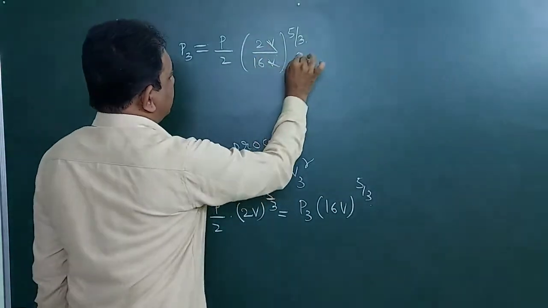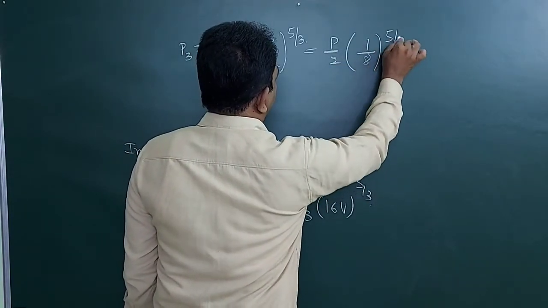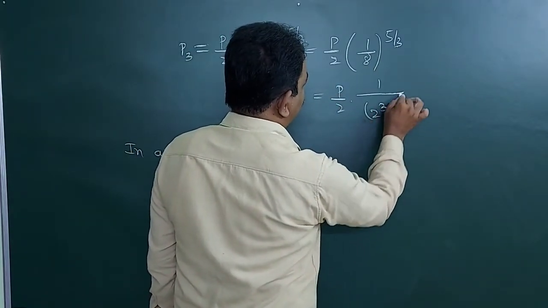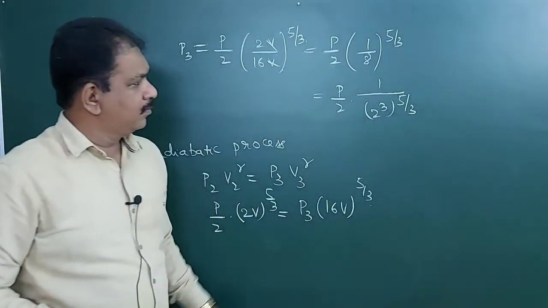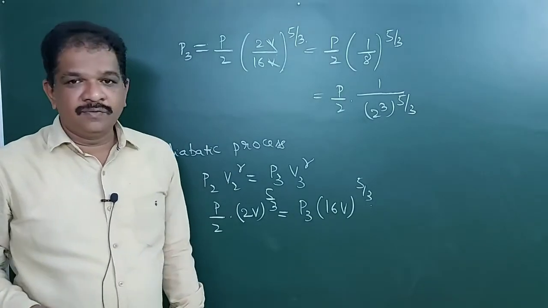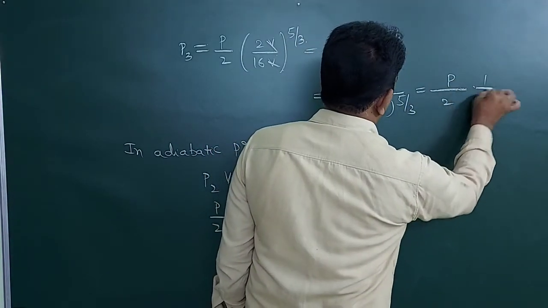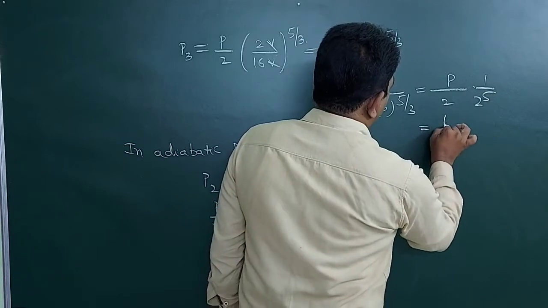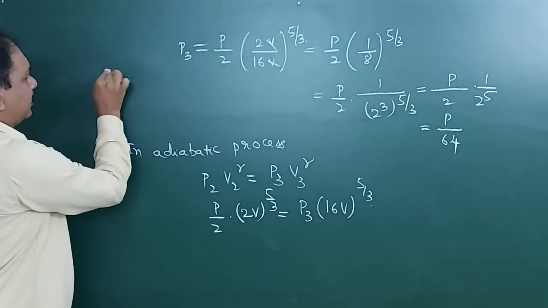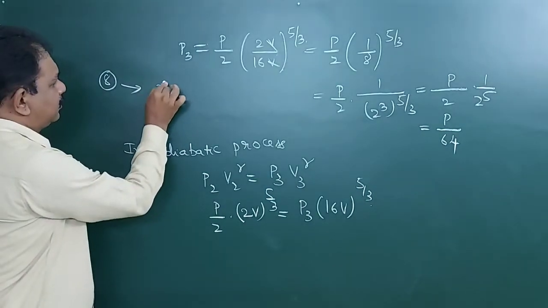V will cancel. This is P by 2, this is 1 by 8 power 5 by 3. P by 2 into 1 by 2 cube power 5 by 3. So this will be 2 power 5, 2 power 5 is 32. So finally this value is P by 2 into 1 by 2 power 5, which is P by 64. So the answer for this eighth question will be the third option.